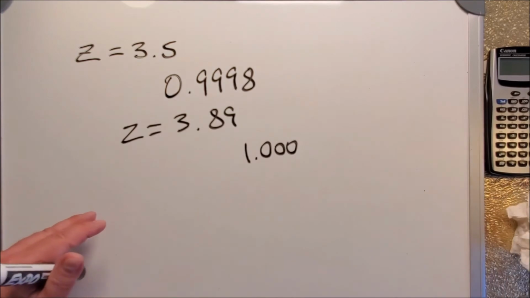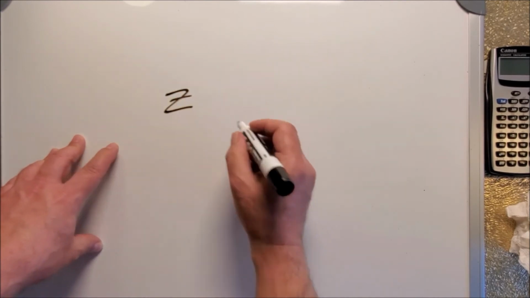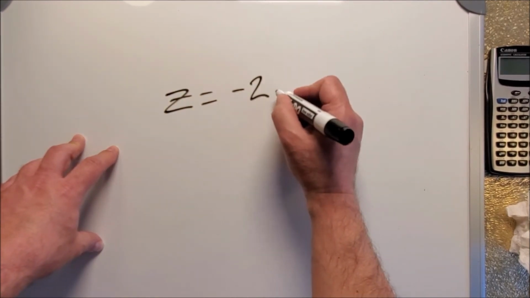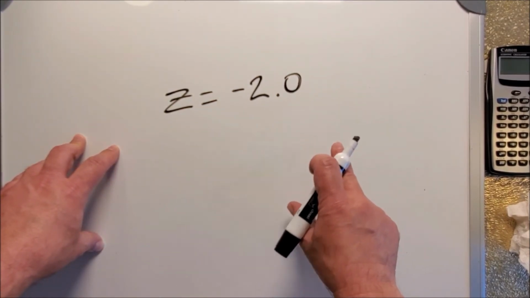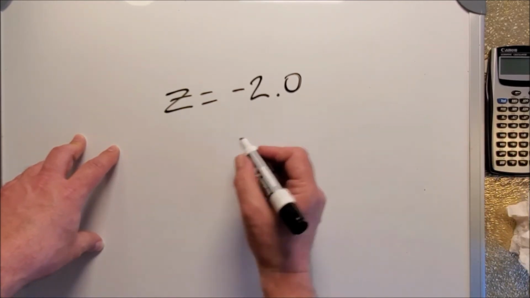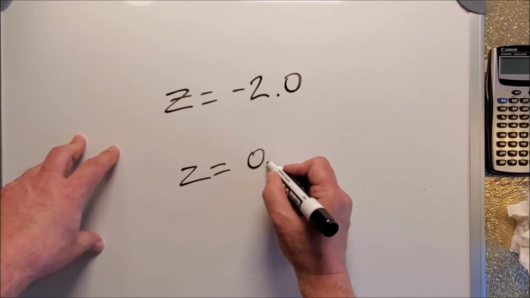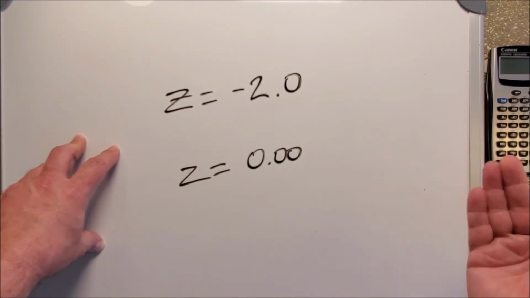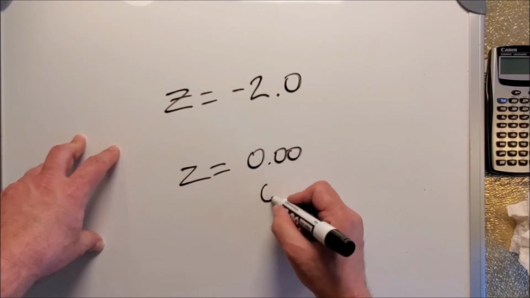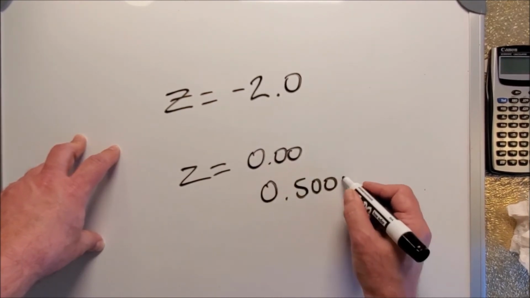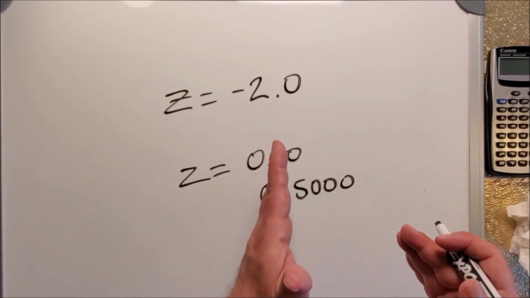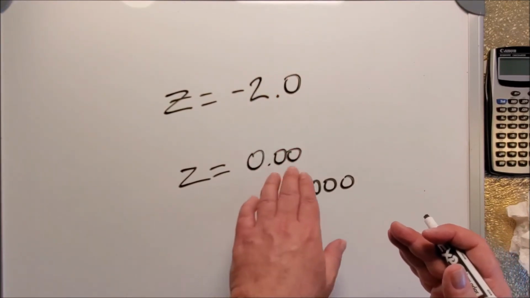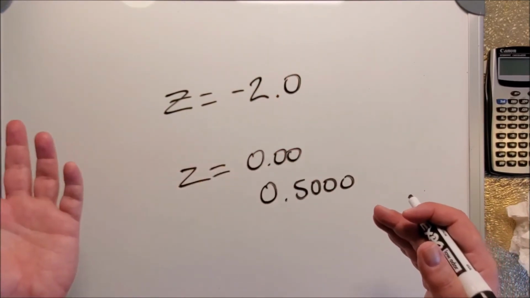Something else I want to point out, please. If we have a z that's negative, z equals negative 2.0, the value that you're going to find is going to be much less than the majority. For example, if you have z equals 0.00, look it up on the table, you'll find it's the mean, and it's going to give you a cumulative area of 0.500. That should make sense to you because the normal distribution is symmetrical. So when you're right in the center at the mean, which is z equals 0, you should have exactly half of it to the left.